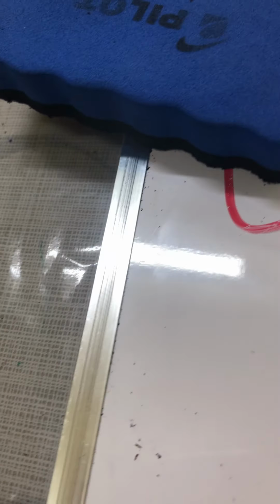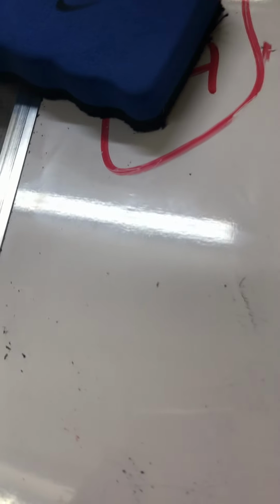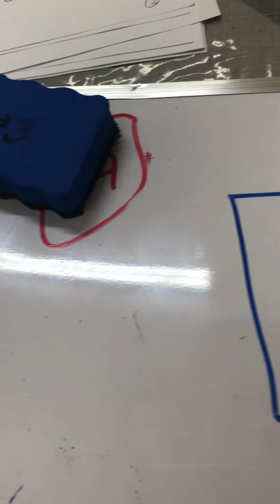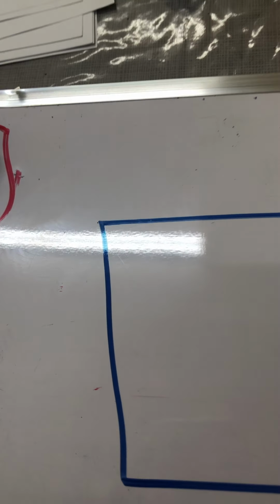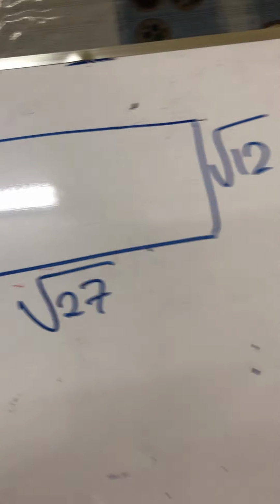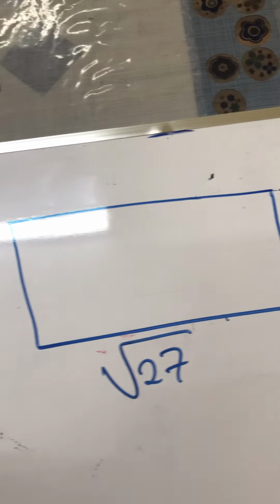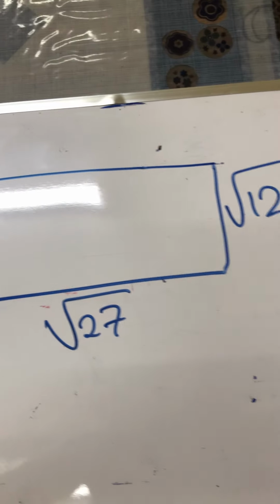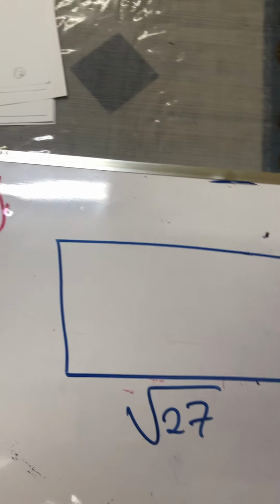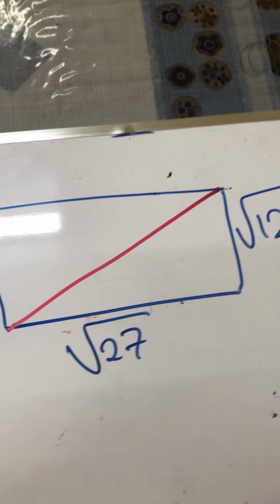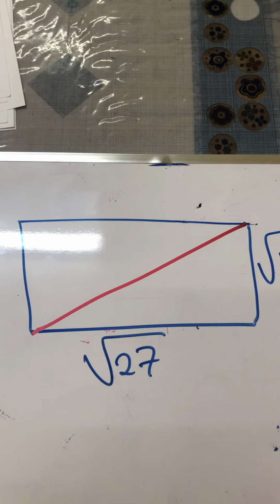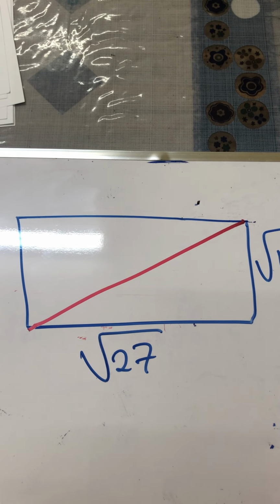This is the rectangle again. And the dimensions are square root 27 and square root of 12. Like this. He asked me to find the diagonal. Where is the diagonal? This. Okay. I want to find the length of the red segment.